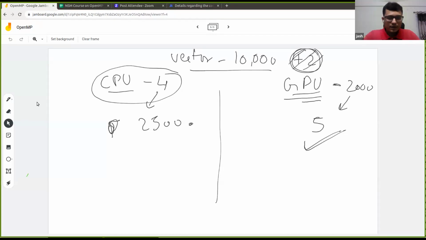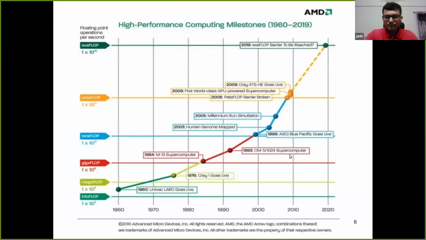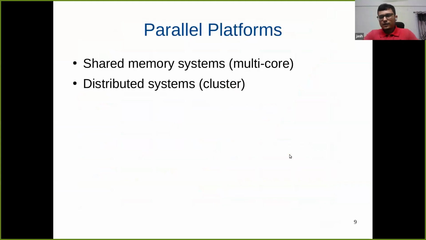We will come to this multiple instruction, multiple data framework. But let us move to slides for now. Okay, so let us look into the kinds of parallel platforms, and the classification of parallel computers we will look at next. So the first 2 categories are shared memory system and distributed system.